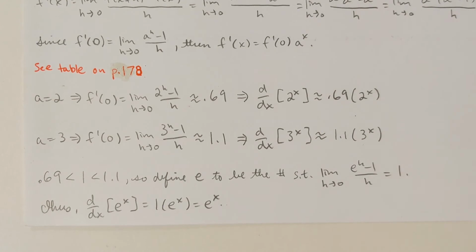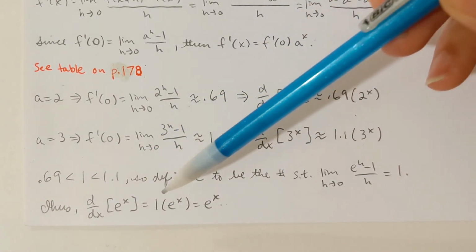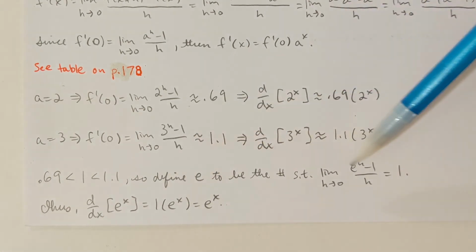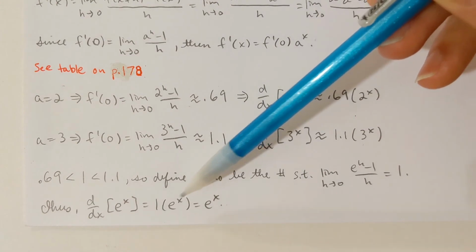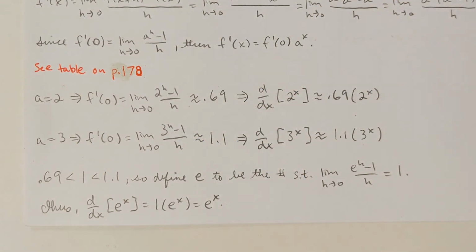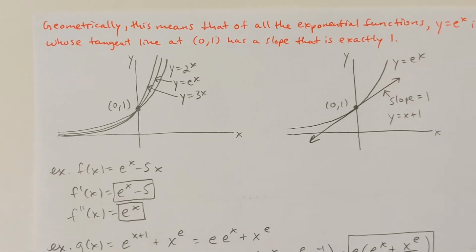So here's one way that you can define e to the x. The derivative of e to the x would be e to the x times the slope of the graph at 0, which is 1. So the derivative of e to the x is itself, e to the x. Y equals e to the x is the only function whose derivative is itself e to the x. Okay. Now let me draw a picture of what's going on here.